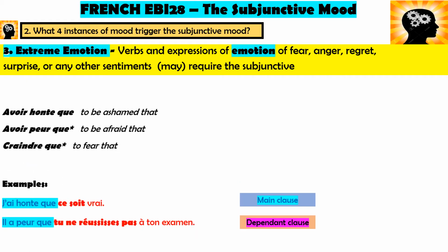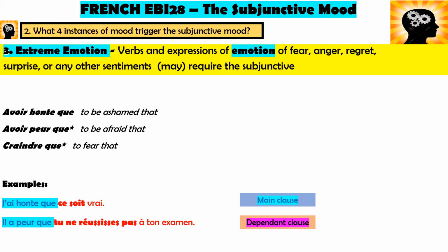Et voila, this one here, extreme emotion. If in the main clause, the feeling of an extreme emotion like fear, anger, regret, surprise, then after the que, you'll create the emotion. That means after the que, in the dependent clause, you need the subjunctive voice. So, numéro 1, j'ai honte que ce soit vrai. I'm ashamed that this is true. That's an extreme emotion, and to help you out, the dependent clause shows that.